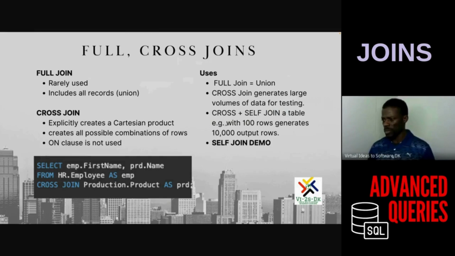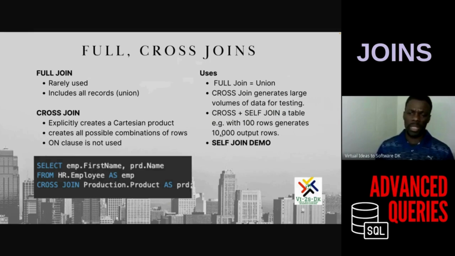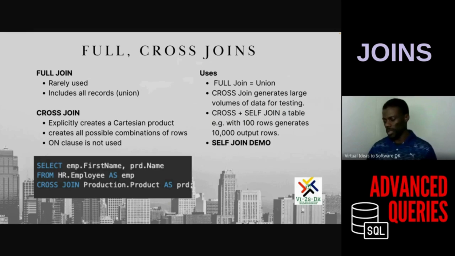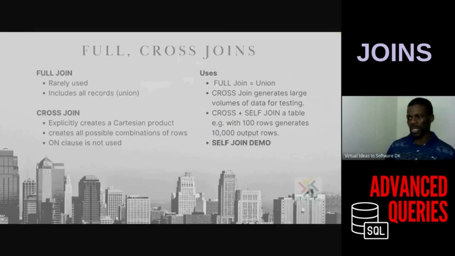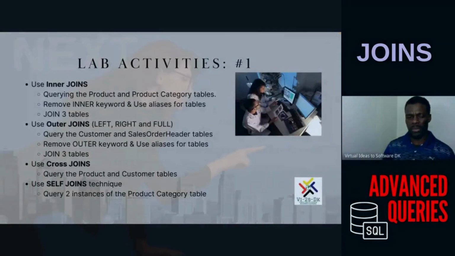Okay, so self-join again. Think about having a table, an employee table, and in the employee table, you also have managers in there. So you might want to be able to identify your employee and your managers, something like that. But that's about it. There isn't that much else to talk about with joins.